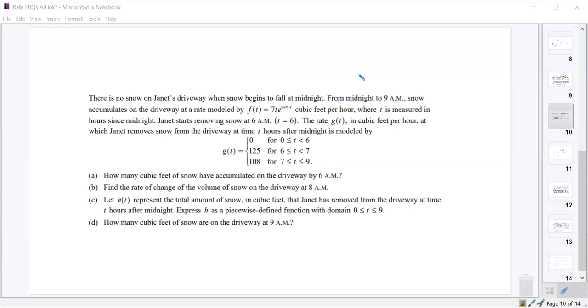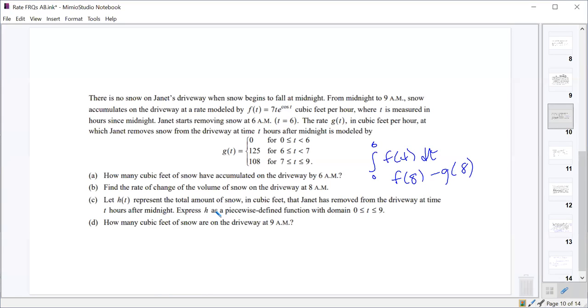How many cubic feet of snow accumulated? Well, that's just the integral from 0 to 6 of f of t dt, right? And then the rate of change of the volume of the snow at 8 should be f of 8 minus g of 8, right? The rate at which it's accumulating minus the rate at which it's being removed. Do that, f of 8 minus g of 8.